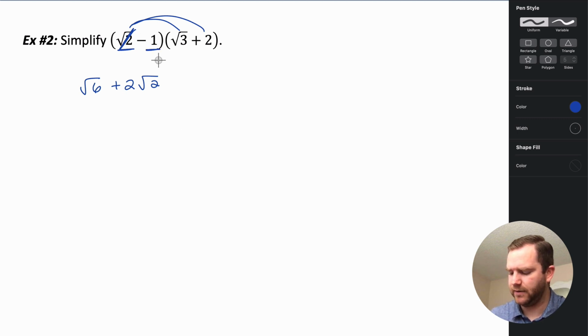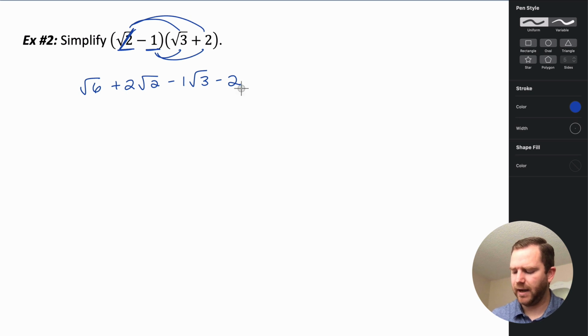So we're going to take the negative 1 now and distribute it through to the other terms. So negative 1 times the square root of 3. That negative 1 multiplies the implied 1 there, so it's going to be negative 1 times the square root of 3. And then the negative 1 times 2 is just going to be negative 2.